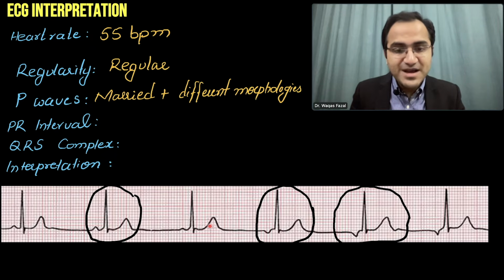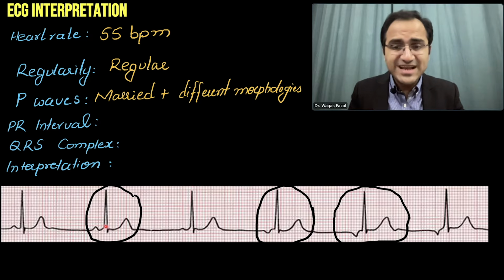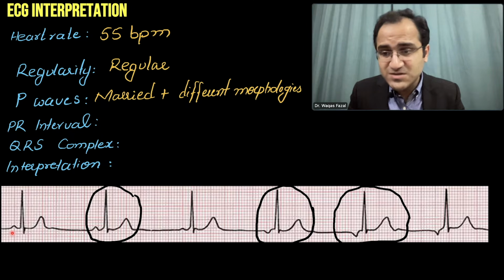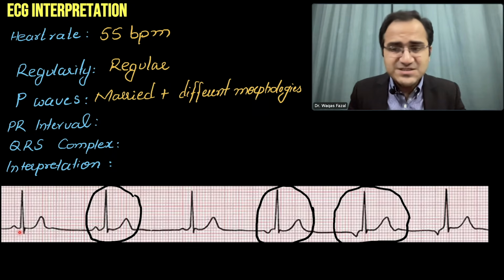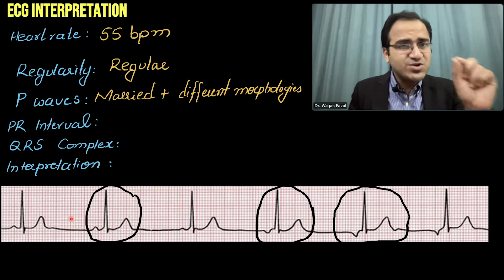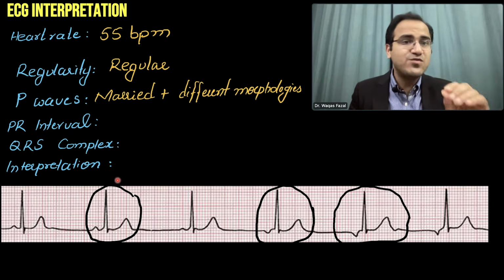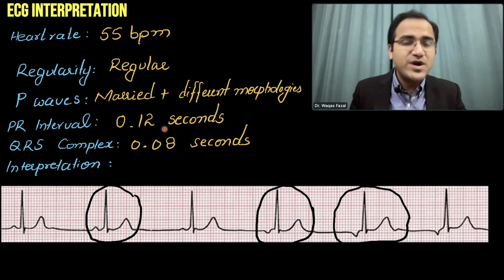Now, if you look at the PR interval, a normal PR interval is less than one large box. So it is less than one large box, so it is a normal PR interval. Now, if you exactly calculate the PR interval, the number of small boxes is 1, 2, 3. It's a bit blurry ECG, but 3 small boxes, every small box is equal to 0.04 seconds. So 0.04 multiplied by 3 is 0.12 seconds.